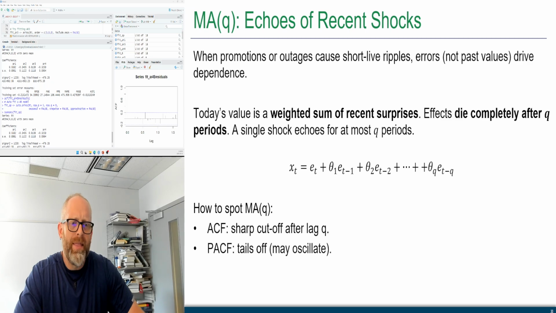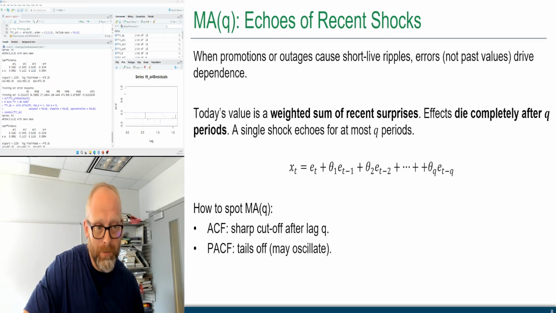So this is not so much momentum. This is more talking about echoes and recent shocks. So say when a promotion or an outage causes short-term ripples, things that we can't predict because they're not going to happen all the time. Like a promo will run every once in a while. There might be a shortage of stock at some points in time, but this is not something that goes on for long periods. But there is an effect to what happens here.